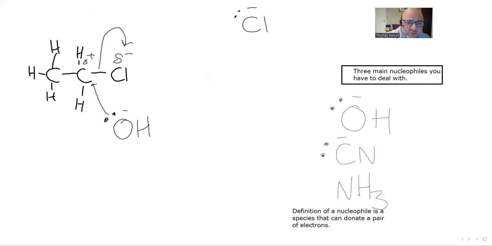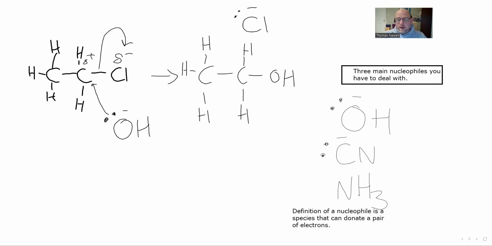So what does this produce? Well, this produces ethanol. And it would be any other alcohol. It could be propanol if I had chloropropane, or if I had bromobutane, I would produce butanol. So you produce the alcohol in relation to what haloalkane you're using.